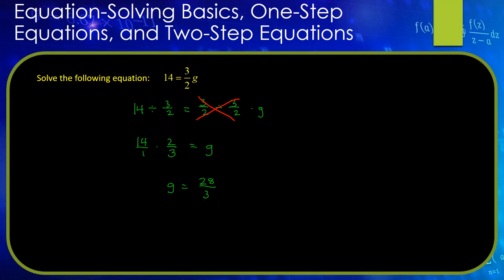That's an improper fraction. I could keep it that way. I could also carry through the division. So if I do 28 divided by 3, 3 goes into 28 9 times, so I would have 9 times 3 is 27, remainder of 1, and I just write that as 1/3. And that's another way I could write the final answer: 9 1/3.